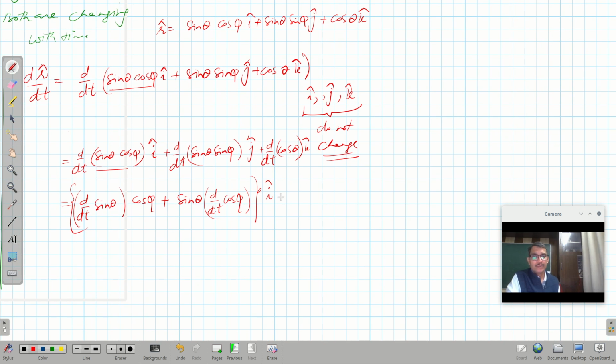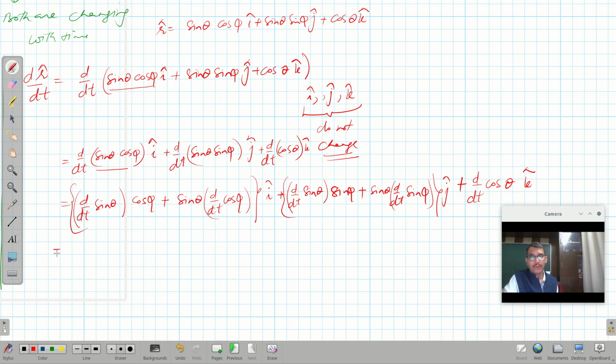Similarly, I will look at this part also. Again, it is the derivative of sine theta, and sine phi will remain as it is, plus sine theta and d by dt of sine phi, and the whole contains j cap, plus d upon dt of cos theta, and it is k cap.